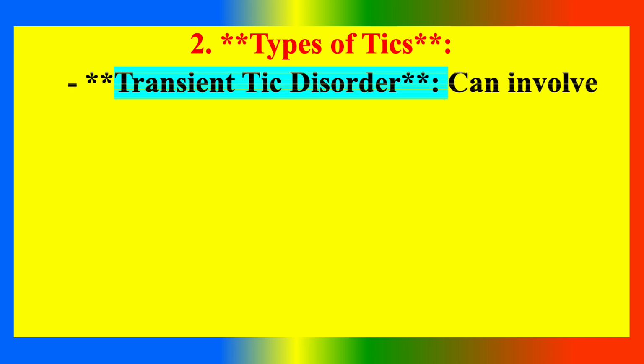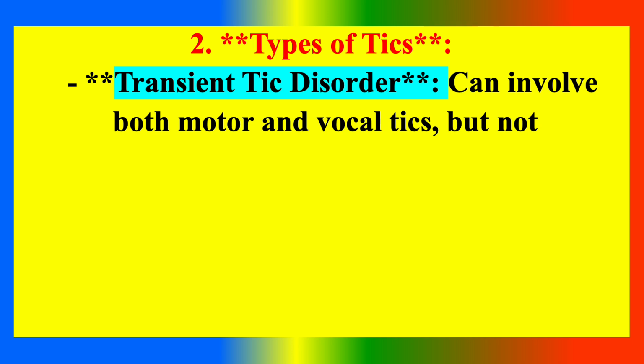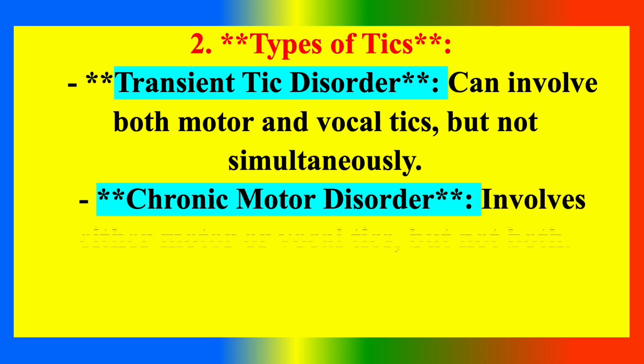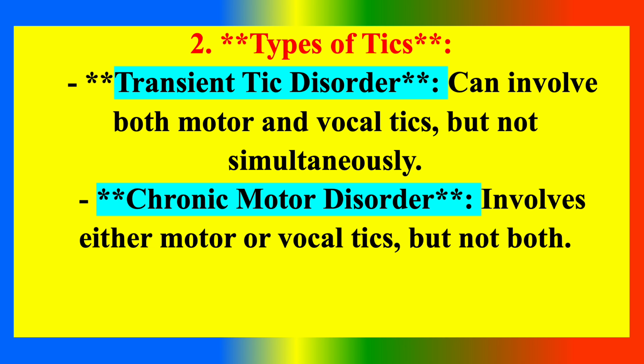2. Types of tics. Transient tic disorder can involve both motor and vocal tics, but not simultaneously. Chronic motor disorder involves either motor or vocal tics, but not both.